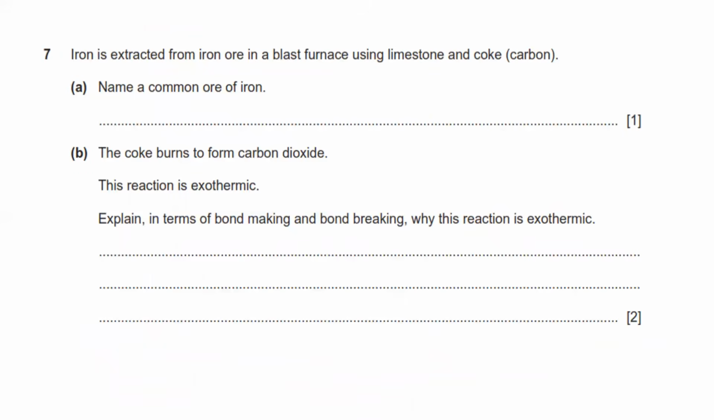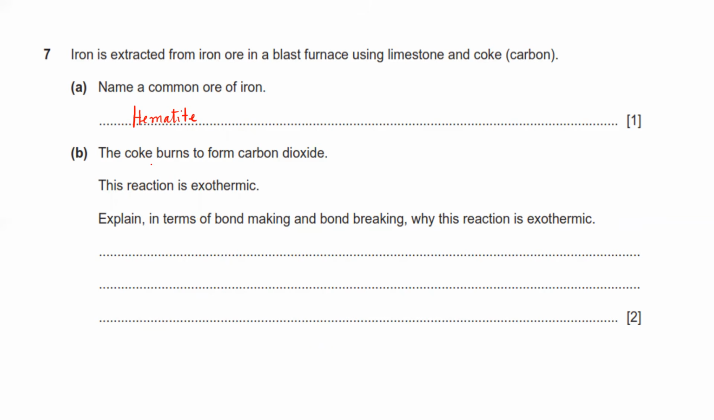Okay. Next question, question number 7, which says iron is extracted from iron ore in a blast furnace using limestone and coke. Name a common ore of iron. So the common ore of iron is hematite. Remember, this is not bauxite. Some students confuse it with bauxite, and bauxite is generally for aluminium.